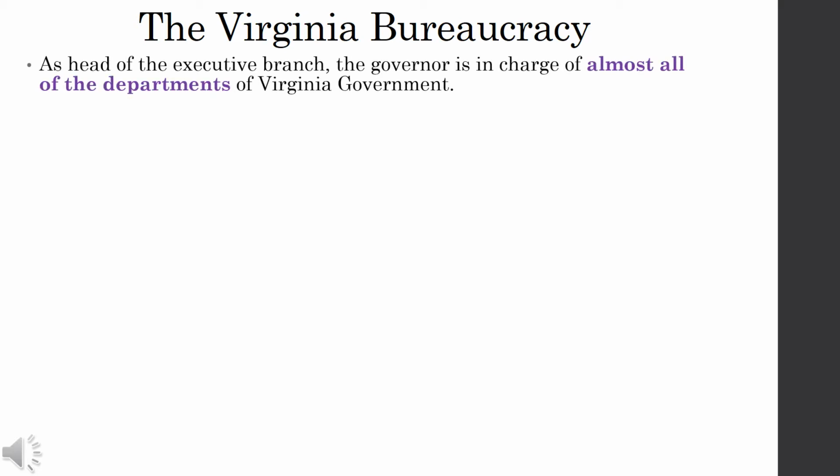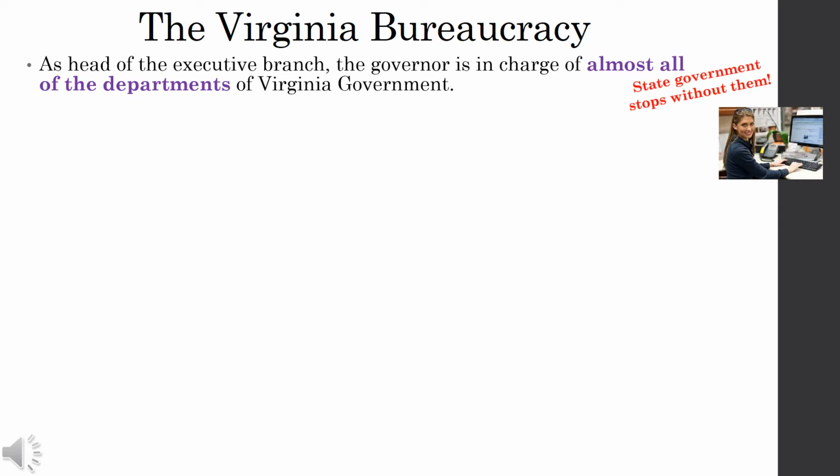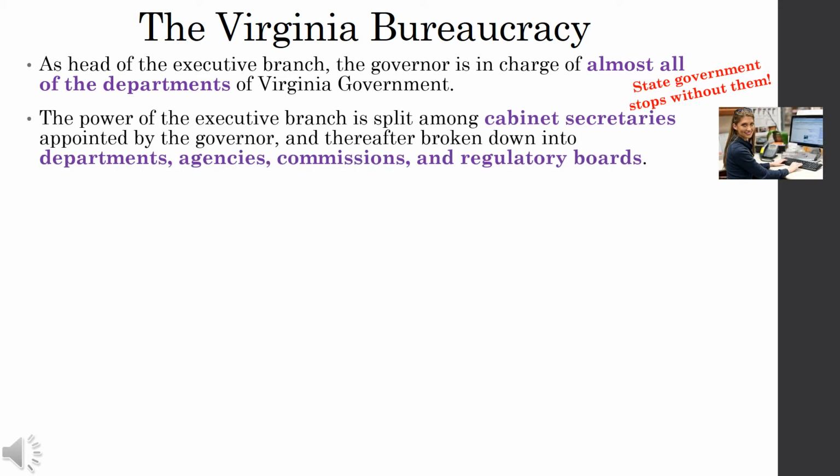Just like at the federal level, there is also a Virginia bureaucracy. As head of the executive branch, the governor is in charge of almost all of the departments of Virginia government. That's a lot of stuff to run, so he uses secretaries to help him. Not that type of secretary, although I will tell you, state government stops without them. Instead, we're talking about how the power of the executive branch is split among cabinet secretaries appointed by the governor, and thereafter broken down into departments, agencies, commissions, and regulatory boards. The governor says you run this part of the government, and from there it breaks down into smaller parts.